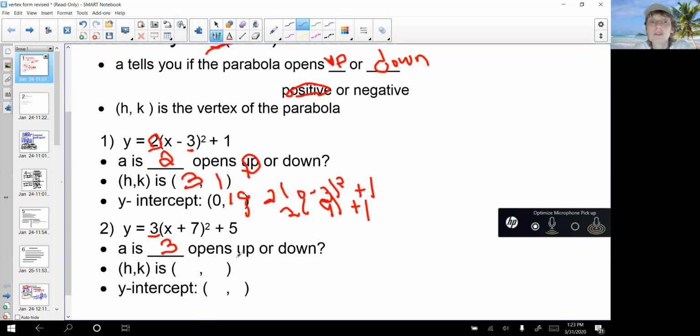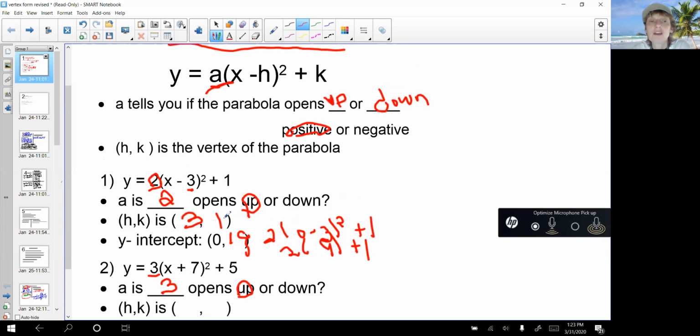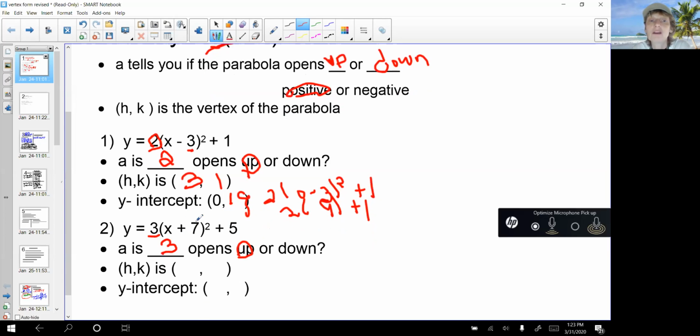Okay, number 2, the A is a 3, yes. So the parabola opens up. And the vertex is a little bit trickier. If you look back here, it's minus H. If you look down here, it's plus a 7. So what do I do with that? Plus 7 is the same thing as minus negative 7. So guess what? Your H is not a 7. It is negative 7. And then your K is a 5. So we're going to put a 5 here for K. So negative 7, 5.